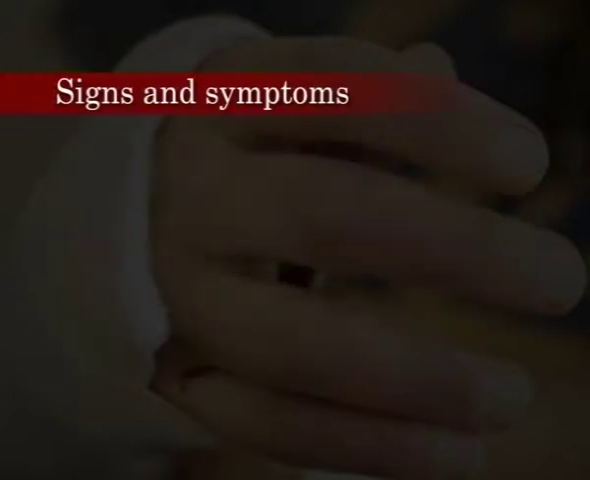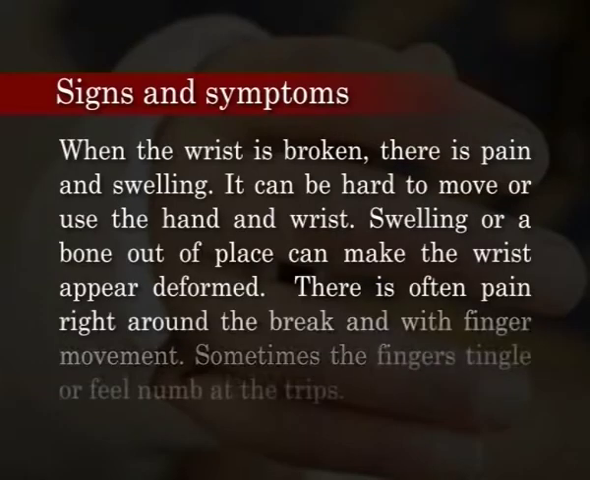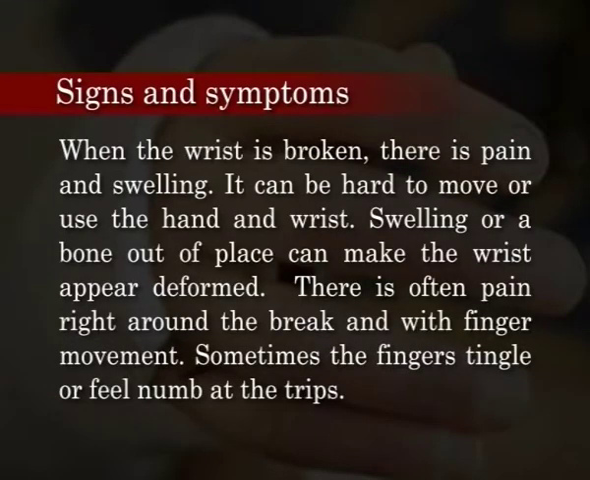Now we have signs and symptoms. When the wrist is broken, there is pain and swelling. It can be hard to move or use the hand and wrist. Swelling or a bone out of place can make the wrist appear deformed. There is often pain right around the break and with finger movement. Sometimes the fingers tingle or feel numb at the tips.